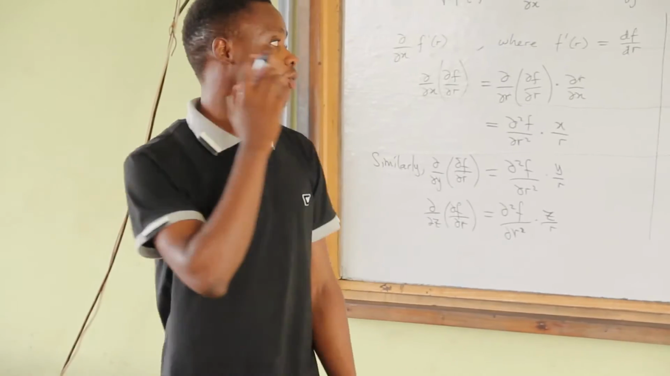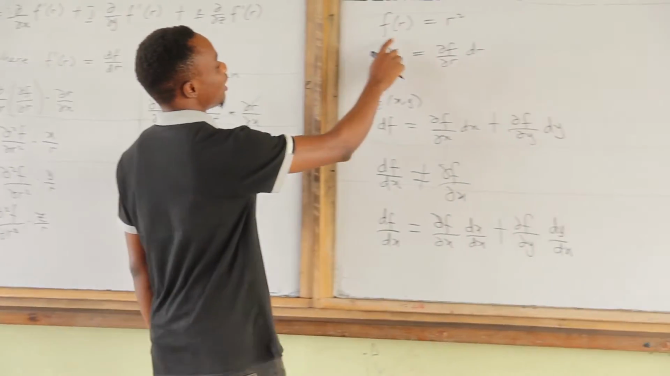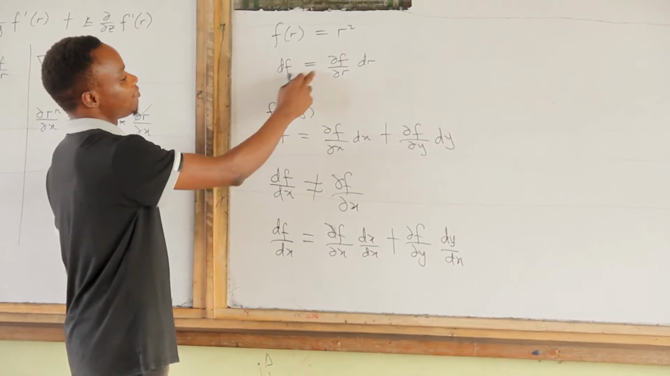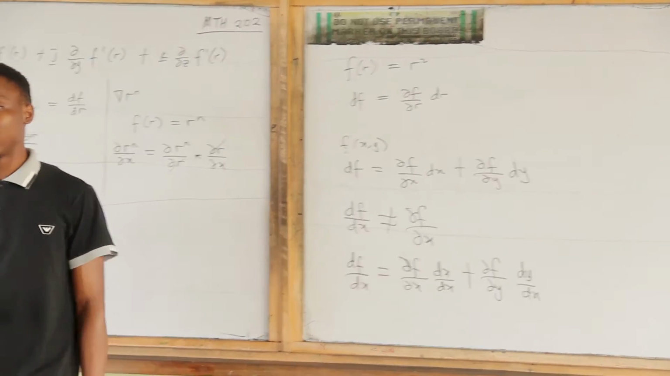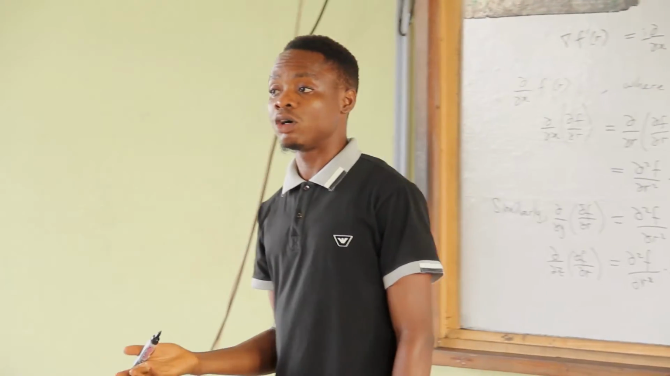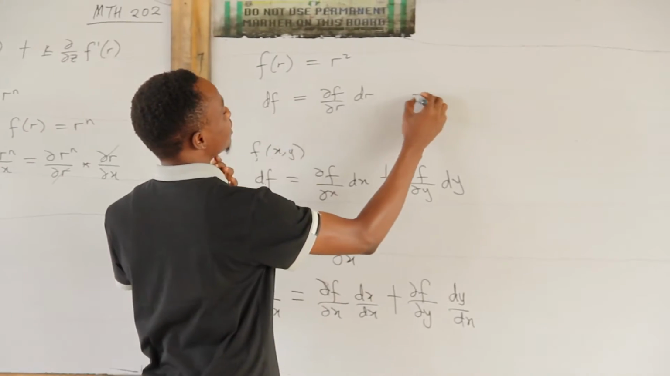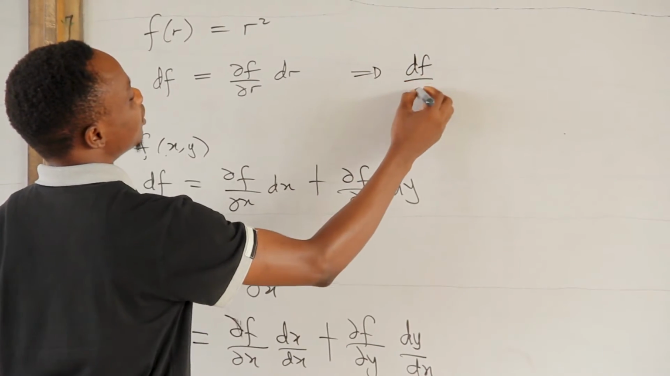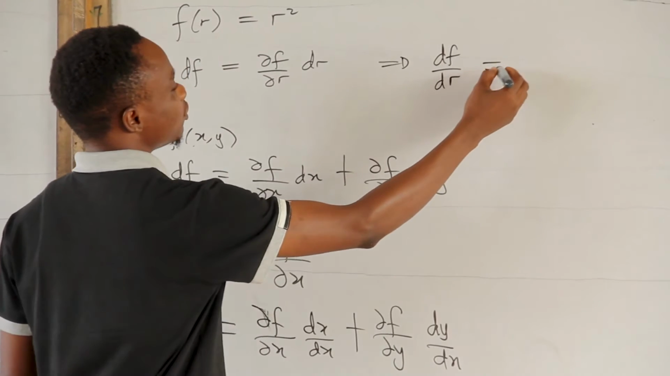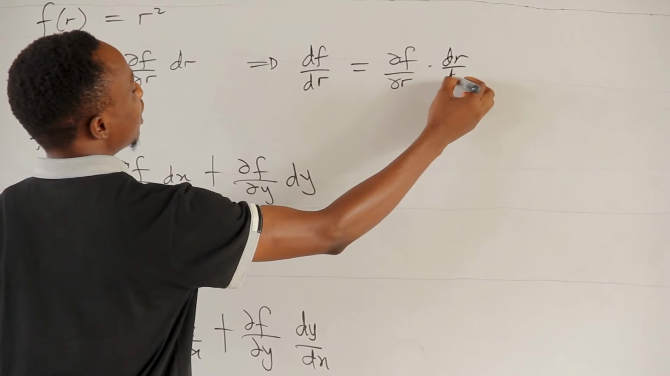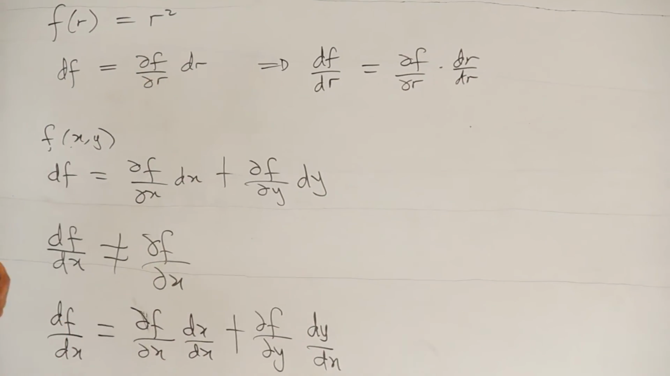But if I have only one variable, and I want to get the total differential of f, df is going to be del f del r multiplied by dr. There is just one variable here that f depends upon. f depends on only r. So if I want to get df dr, that is going to be what? Del f del r multiplied by dr over dr. Is it very clear?